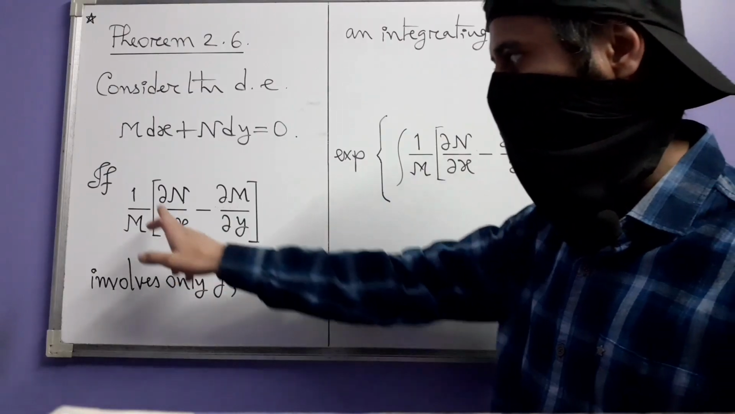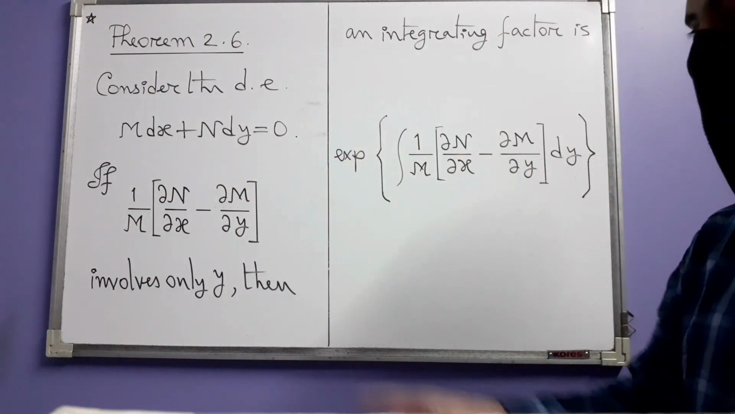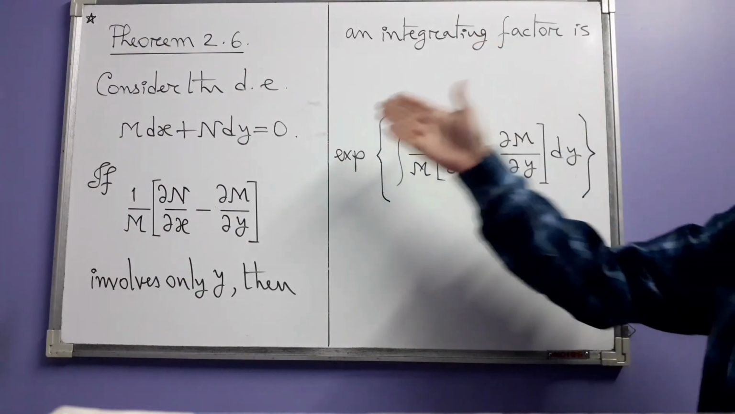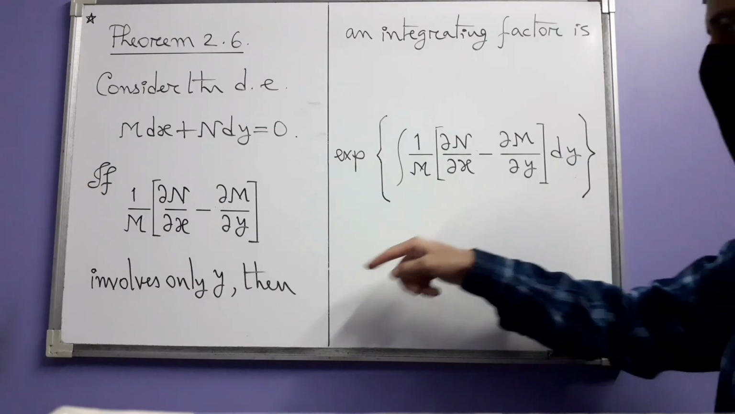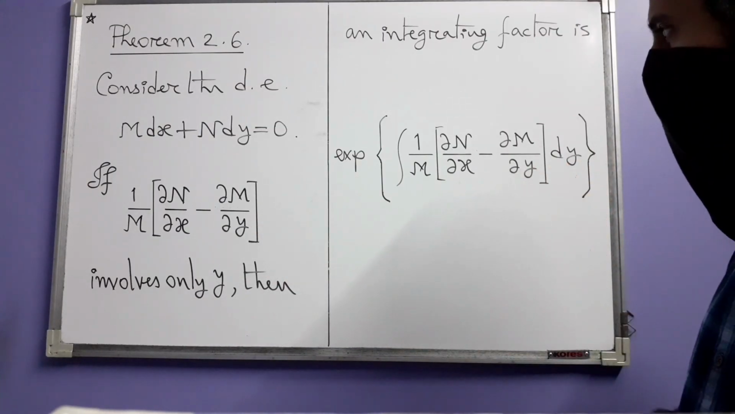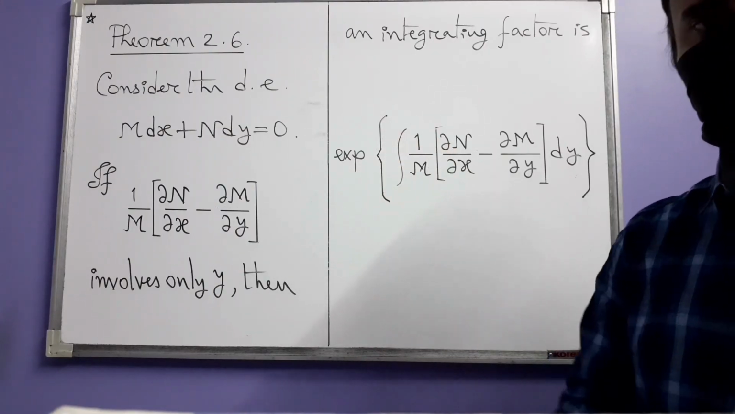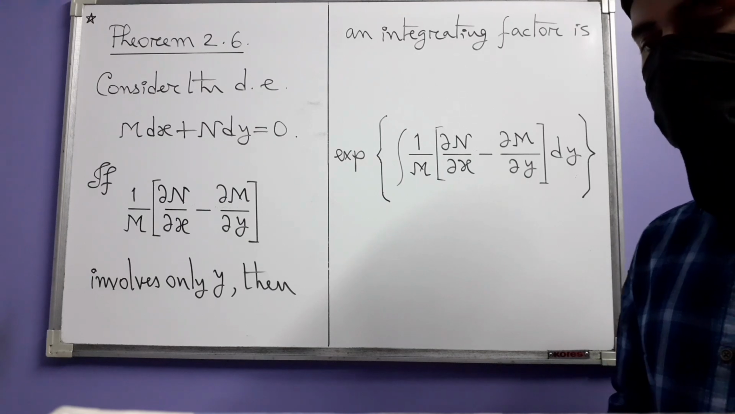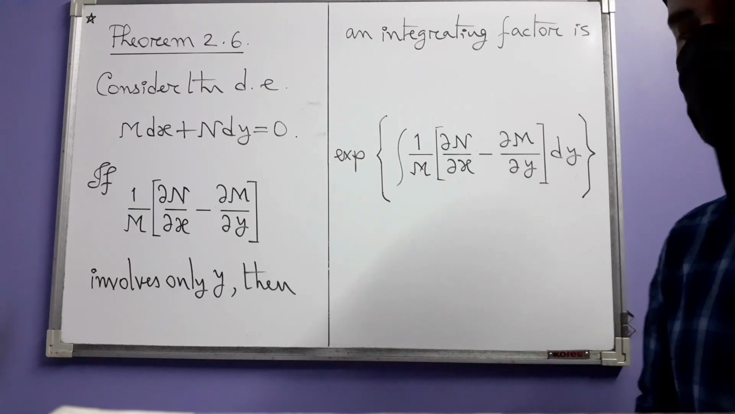Here, however, we are having 1 divided by m times this minus this. If this expression involves only y, then again an integrating factor for this equation is this: the exponent of the integral of this with respect to y, because it's a function of y only. So that is our theorem. Now let us see an example based on this discussion.